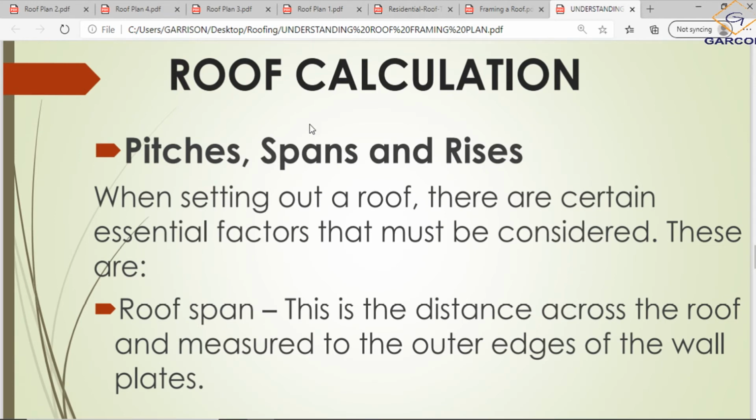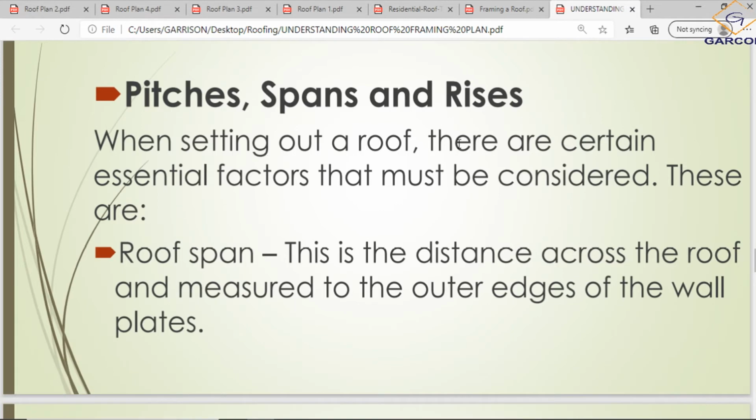Roof calculation. When you're calculating the height of a roof, you usually have to understand what pitches are. Pitch is the slope or the steepness, span is the width from one wall to the next wall, and the rise is the height.